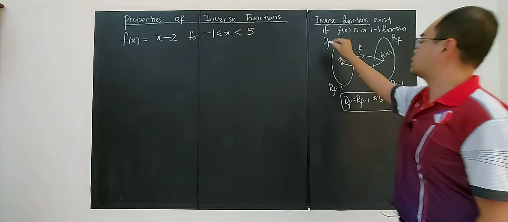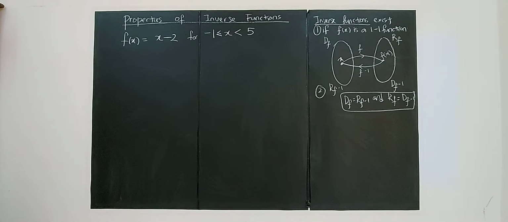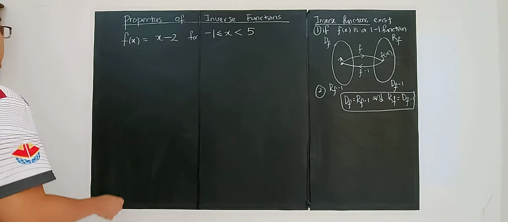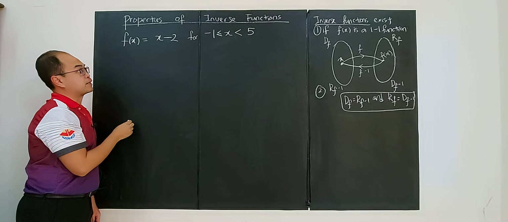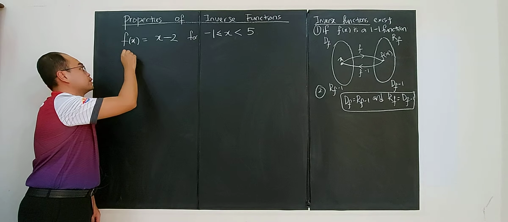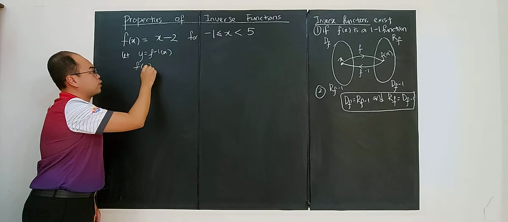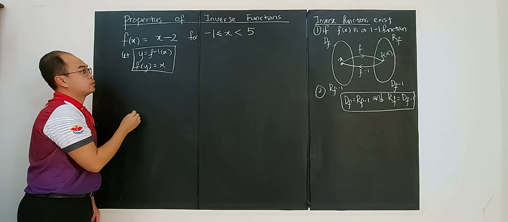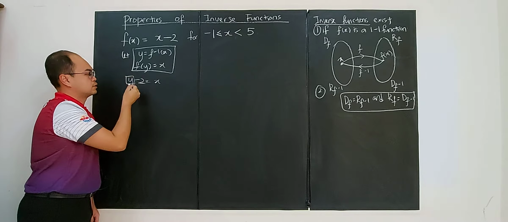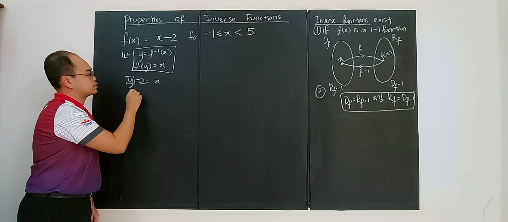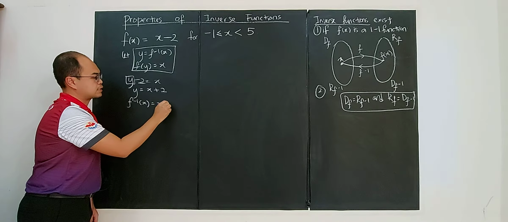So the first property is that it must be a one-to-one function. Second, these will be the properties. Let's look at this curve here. I'm going to explain the properties using graphical and algebraic methods. If f(x) is x minus 2 and you want to find the inverse, you let y equal f inverse of x, so f(y) equals x. Now you substitute y into the function, with y as your subject, so that you can find f inverse. So y will be x plus 2, so f inverse of x is x plus 2.